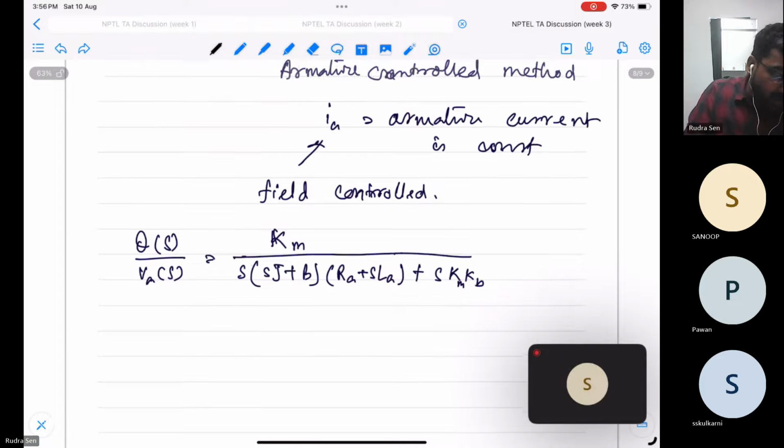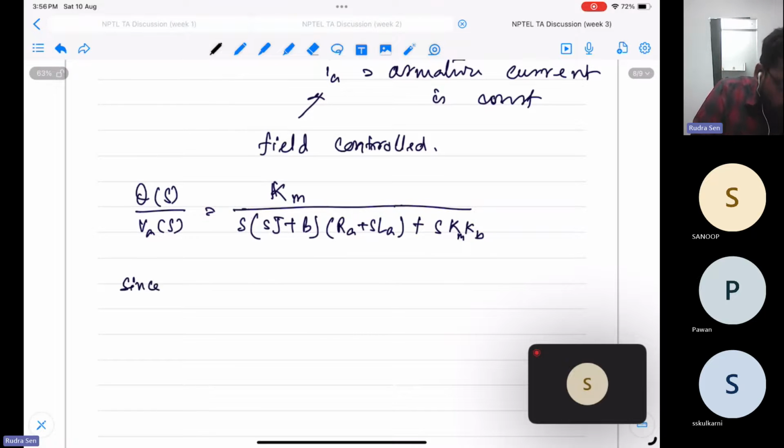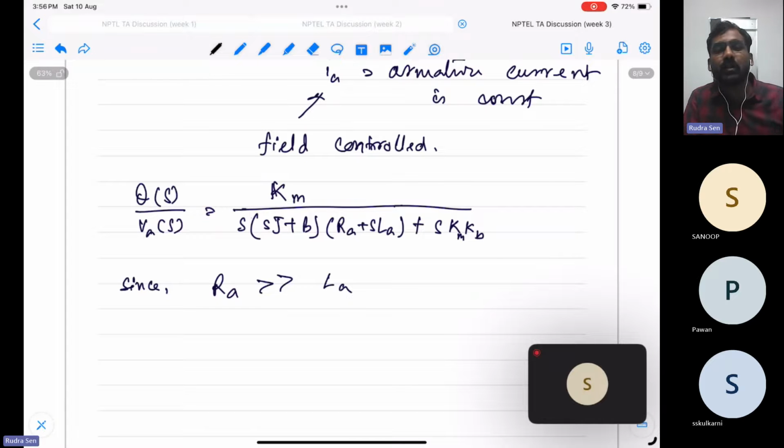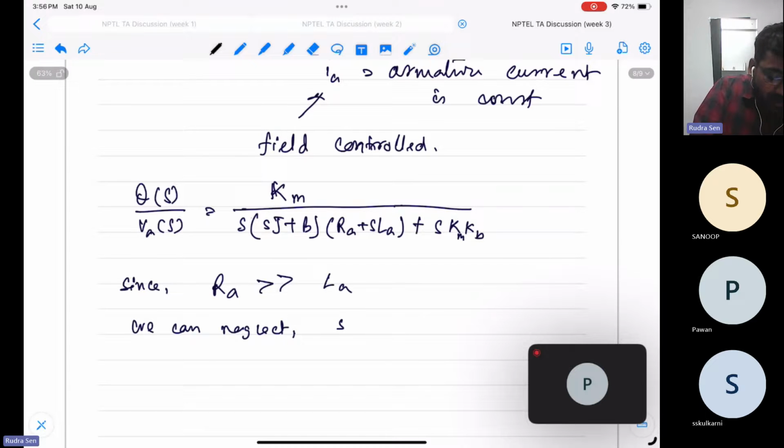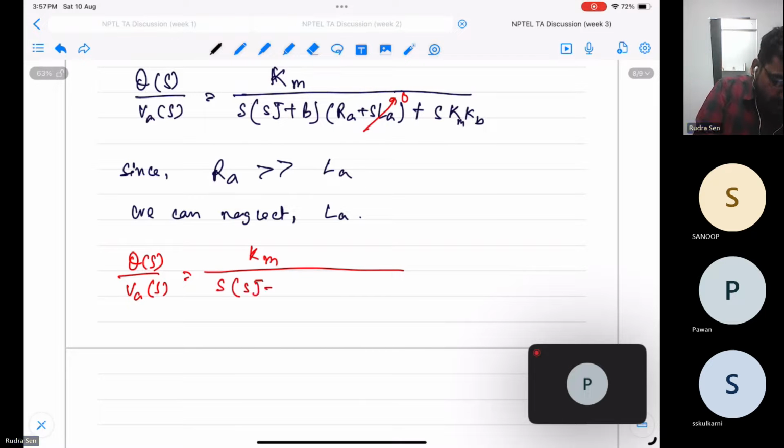So here, in case of position control for armature, the transfer function of position with respect to the input voltage for the armature control method is basically a third order system. That means our system can lead to instability, but we can approximate, since Ra is greater than La. The armature resistance is very much higher than the armature inductance, so we can neglect this La term. If we neglect La, this part will become 0, and theta s by Vs will now become a second order system. This is the approximate, not exact, remember.